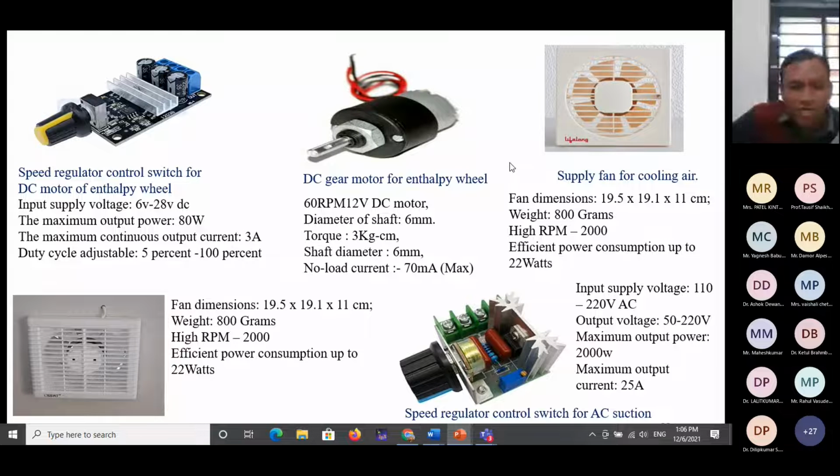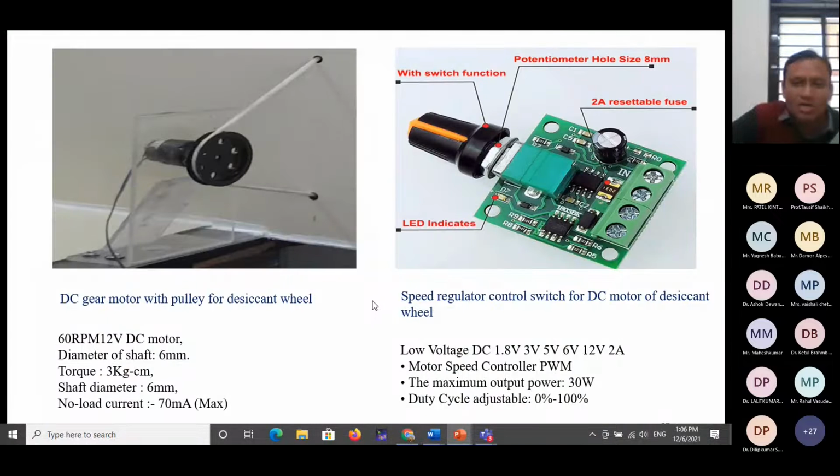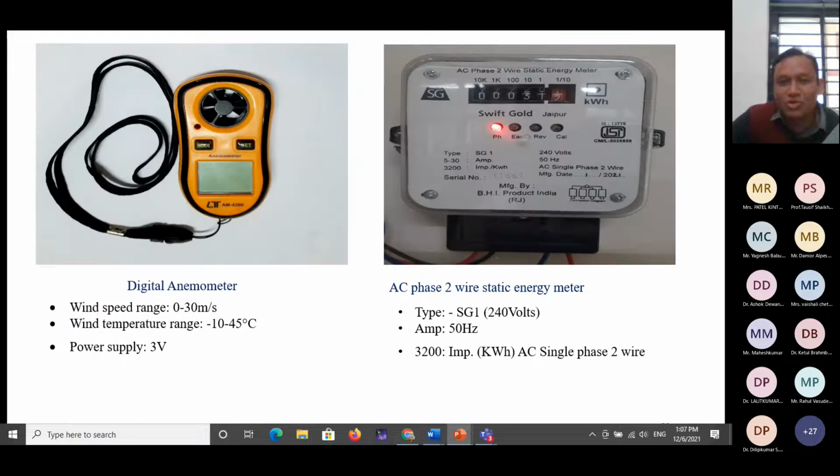For the inlet and outlet of this specific cabin, there is a fan of 2000 RPM speed with 22 watts capacity. And this is the pulley mechanism controlled with the help of the DC motor. The speed is regulated with the help of this 12 volt, 2 ampere DC motor. We are using a DC dimmer control switch for that.